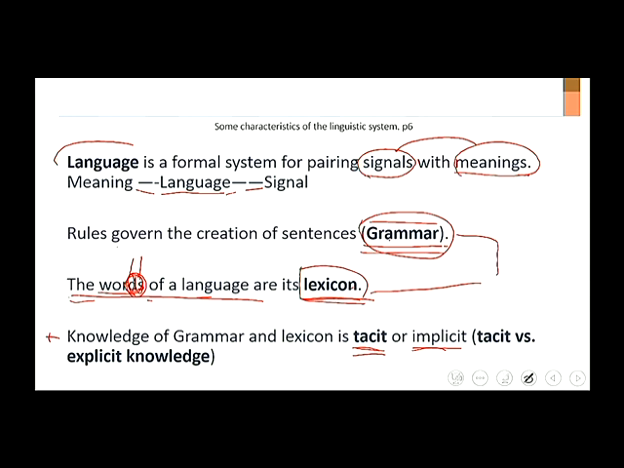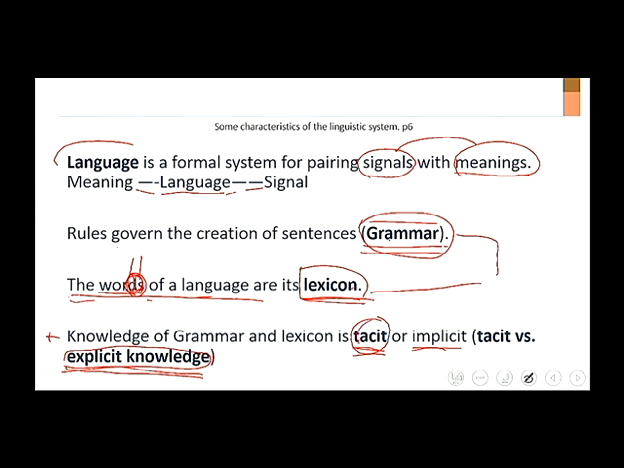Knowledge of grammar and lexicon is tacit. It's implicit, it's unconscious. You don't know that you know this information. Well, you speak Arabic, you have knowledge of grammar, you have knowledge of phonology in Arabic, but you don't have explicit knowledge. If I ask you, for example, some questions in English, maybe you have explicit knowledge about them. All right? So if I ask you, for example, a question in grammar in English, and you answer me correctly because you know the rules, then this is explicit knowledge. If you know the rules, if it's conscious, then this is explicit knowledge. All right?